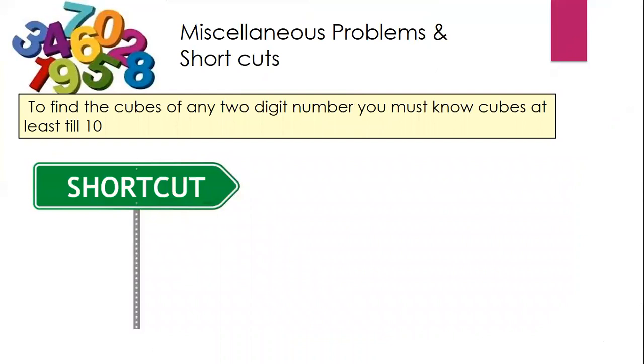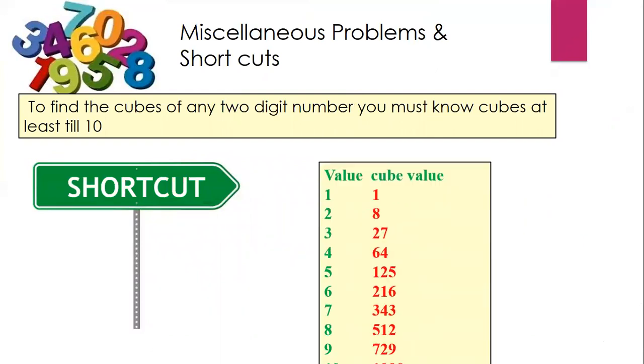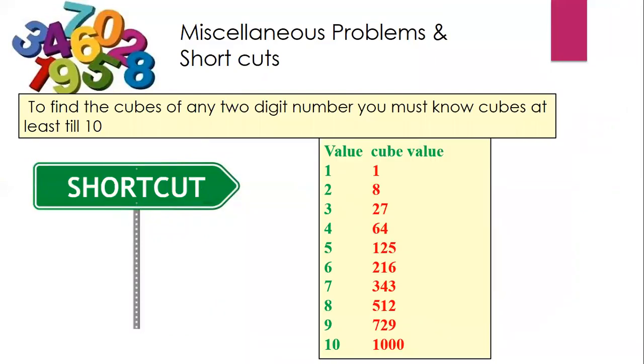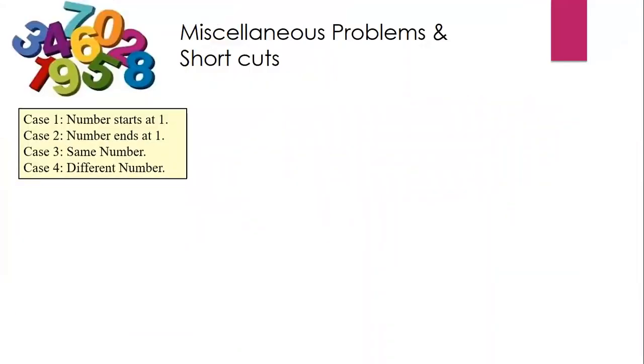Then to find the cubes of any two-digit number, we need to know at least till 9 cubes. 1 cube is 1, 2 cube is 8, 3 cube is 27, like that. Maximum, we'll be able to find only the values for 7 cube and 8 cube: 7 cube is 343, 8 cube is 512, and 9 cube is 729. There are 4 different cases in which we can solve the problem to find the cubes.